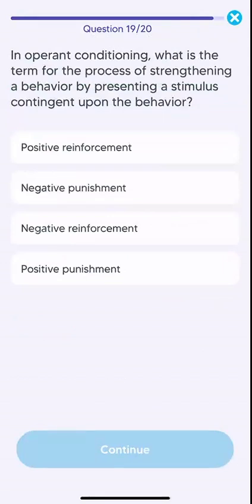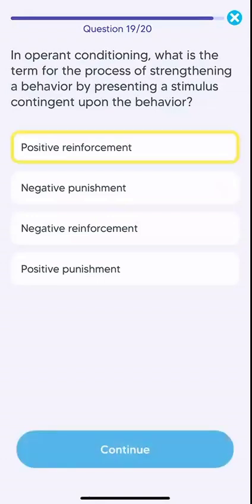Next. In operant conditioning, what is the term for the process of strengthening a behavior by presenting a stimulus contingent upon the behavior? Positive reinforcement, negative punishment, negative reinforcement, or positive punishment? Positive reinforcement.